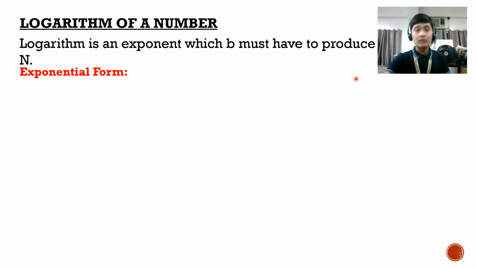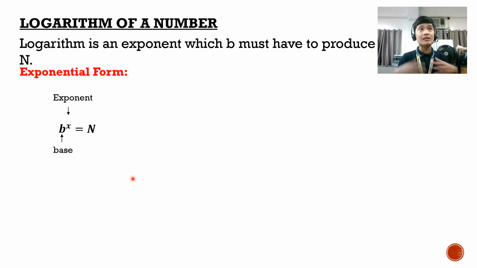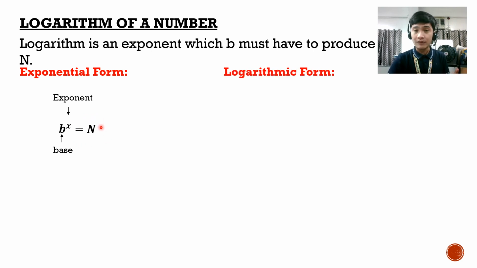So actually, ito yung alam nating paraan ng pagsusulat, ito yung exponential form. Ito yung alam natin. In this case, our exponent here is x, and your b here is base. We all know that the basic concept in exponent is that the exponent will tell you how many times you are going to multiply the base. And this will be the product, yung n natin. Kaya lang, ano po itong logarithm of a number?